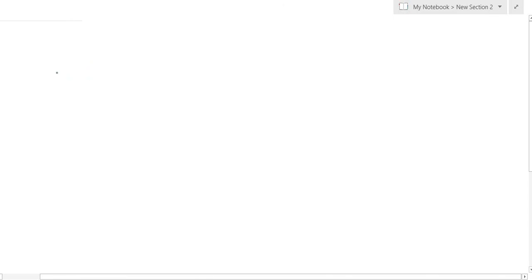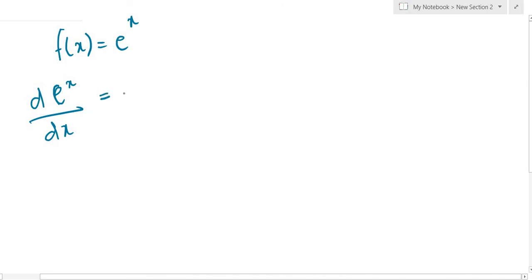So let's do some exponential functions now. Enough with the trigonometry. And this is probably the easiest function you might come across. Its derivative is very simple to calculate. So the limit as h approaches 0 of e raised to x plus h minus e raised to x all over h.